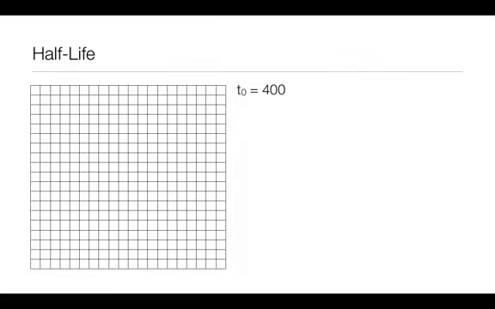Half-life is a relatively easy concept to understand. Half-life is defined as the amount of time required for the nuclear decay process to occur for 1/2 of the particles present. So in this example, we're going to start off with 400 particles. After the first half-life, we're going to end up with 200 particles.